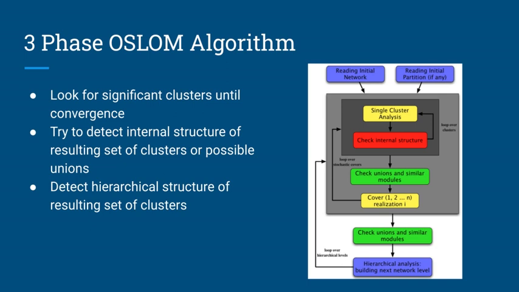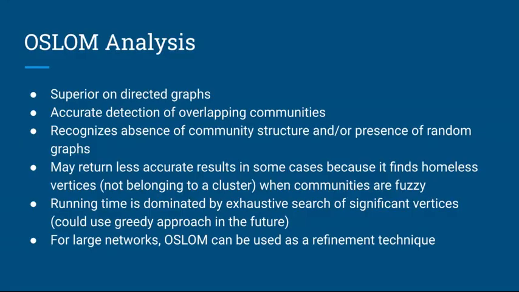OSLOM is a three-phase algorithm. It first looks for significant clusters until it converges. It tries to detect internal structure of the resulting set of clusters or possible unions, and then it detects hierarchical structure of the resulting set of clusters. OSLOM performs well on directed graphs.